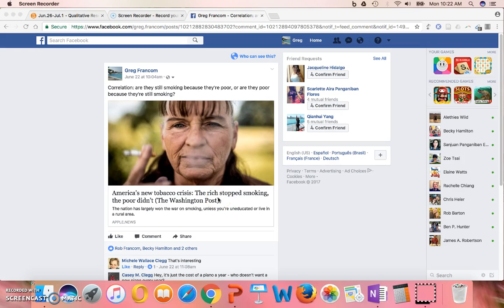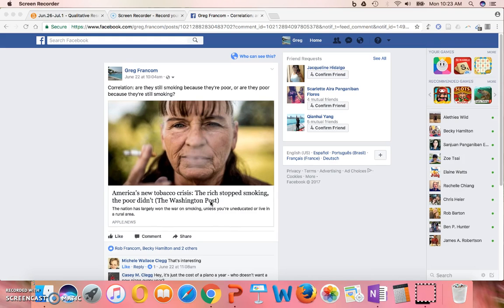And so implied in this title even is a causation, right? It's saying that basically because someone is poor, maybe that's why they didn't stop smoking. And that could be the case, but if you read the article a little bit more, this is from Apple News, but it actually came from the Washington Post. If you read the article, there's actually not a causation statement made, and they do a good job in this.